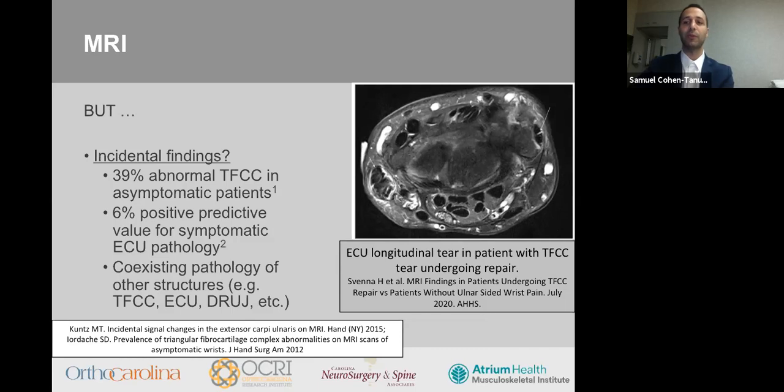And finally, patients with ulnar-sided wrist pain may have multiple coexisting pathologies. So in this picture, for example, this is a patient who actually had a TFCC tear, which was symptomatic and was repaired. But the MRI also shows this ECU tendon longitudinal tear, which is small and is probably irrelevant. Should we do anything about it?